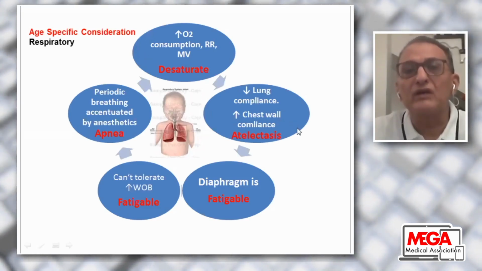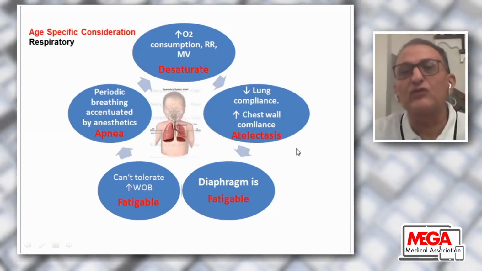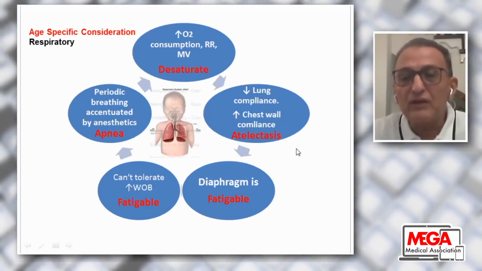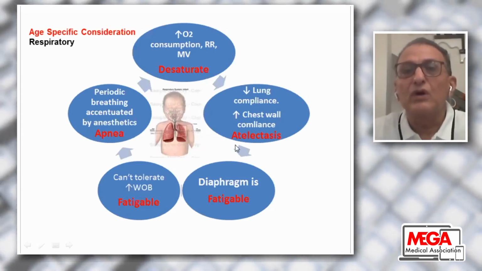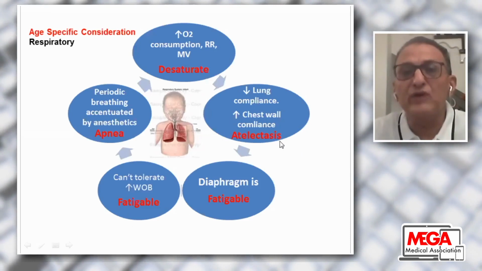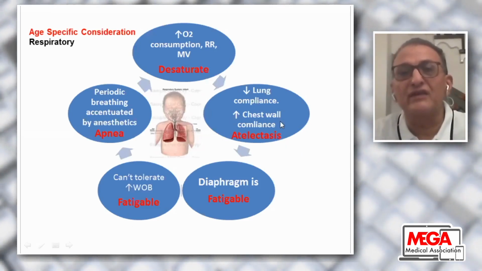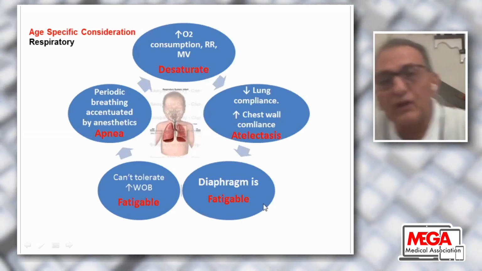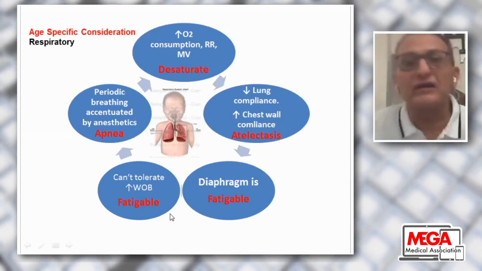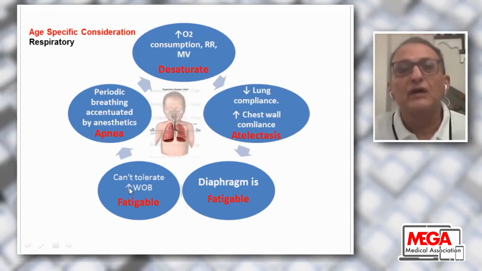Their lung compliance is less, while their chest compliance is high. So by the end of apnea, they tend to get atelectasis. Whenever you intubate a neonate, the first thing is to recruit this segmental atelectasis that happens during apnea. Their diaphragm gets easily fatigued, and they cannot increase their work. So again, they get easily fatigued.